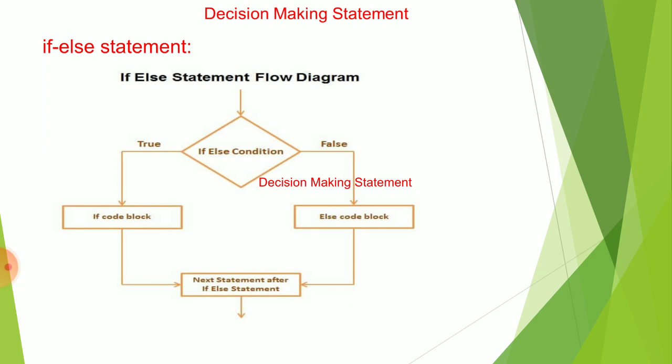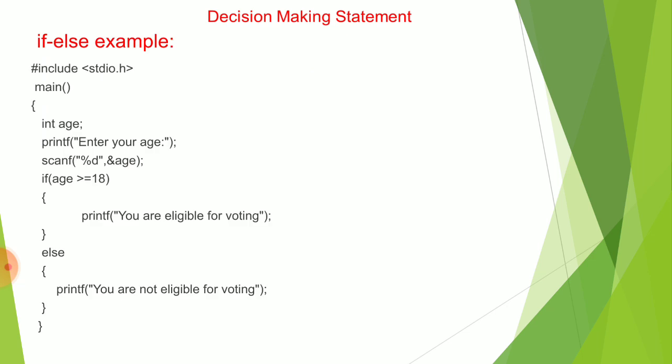It is a flow diagram for if else statement. If condition is true, true block code is executed. Otherwise, false block code is executed. It is an example for if else statement where input is age. If age is greater than or equal to 18, it displays the message you are eligible for voting. Else, it displays you are not eligible for voting.